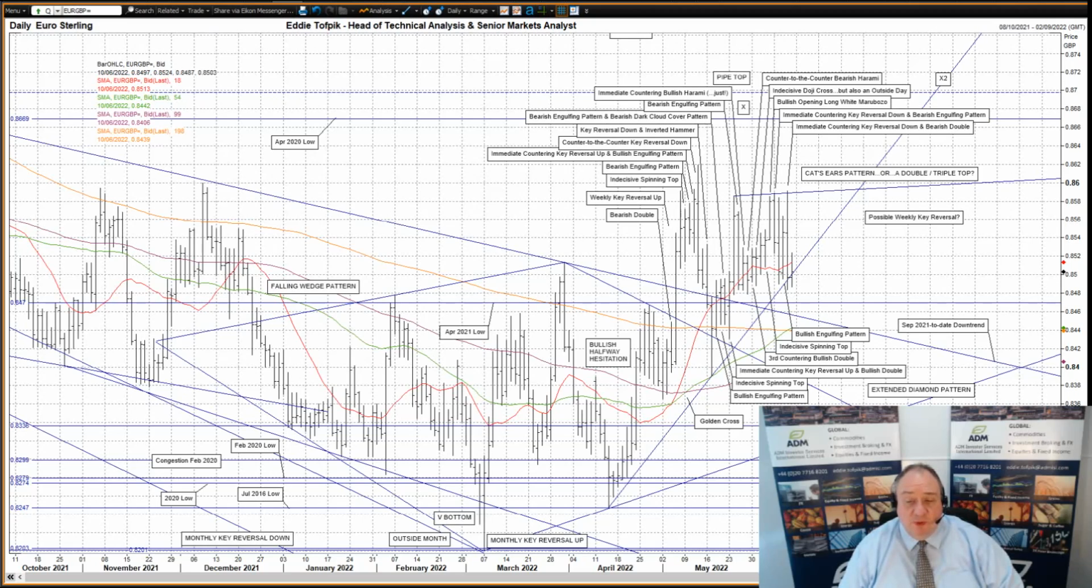Overall, we have supports further below from the April 21 low at 84.70, also the broken September 21 to date downtrend currently at 84.57. That makes up the upper trend line of the extended diamond pattern. Then the flatlining long moving average currently 84.39, the rising short medium moving average currently 84.43, and the upper trend line currently 83.90 of the smaller and more robust lopsided diamond pattern.